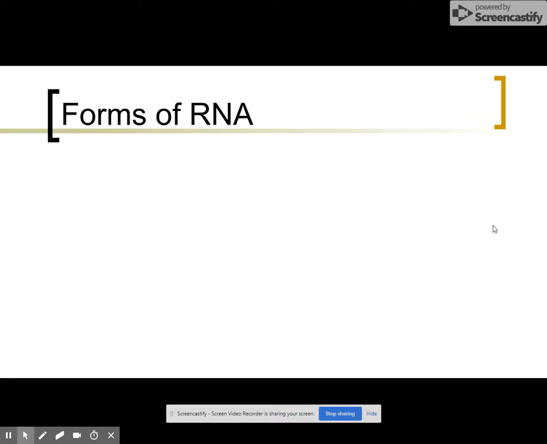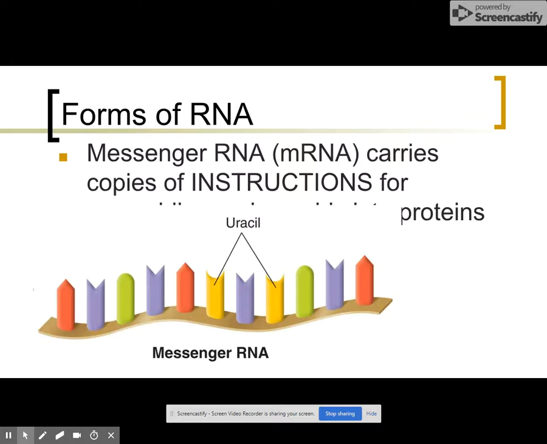So let's take a look at different forms of RNA. There isn't just one type of RNA. There's actually three that we're going to take a look at, and they're pretty easy to remember. This one, messenger RNA, which we'll sometimes call mRNA, the M stands for messenger, it carries copies of instructions to the ribosome to make proteins.